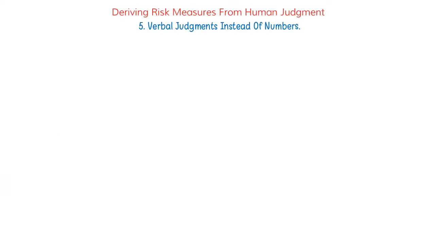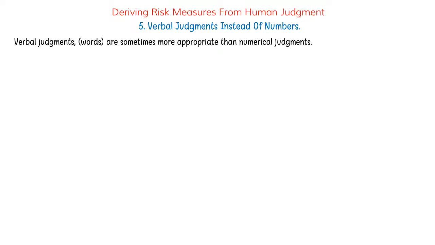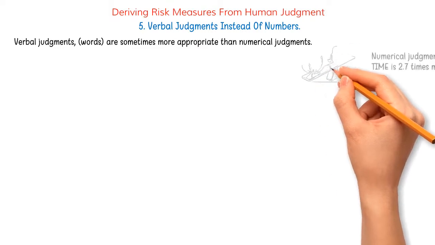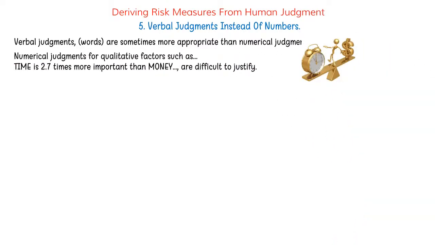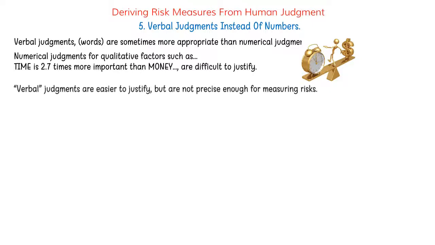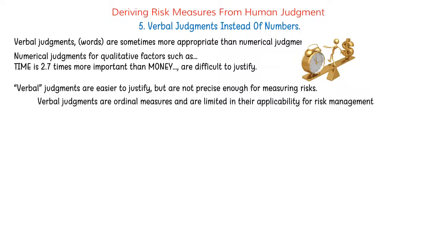Five. Verbal judgments instead of numbers. Verbal judgments, words, are sometimes more appropriate than numerical judgments. Numerical judgments for qualitative factors, such as time is 2.7 times more important than money, are difficult to justify. Verbal judgments are easier to justify, but are not precise enough for measuring risks. Verbal judgments are ordinal measures and are limited in their applicability for risk management.